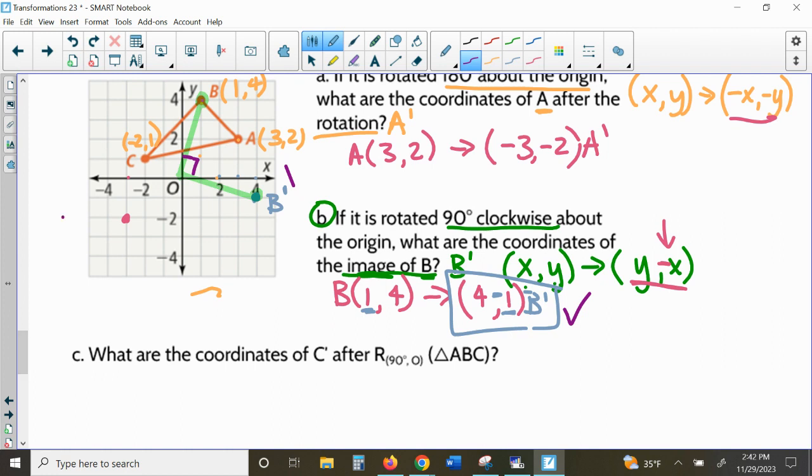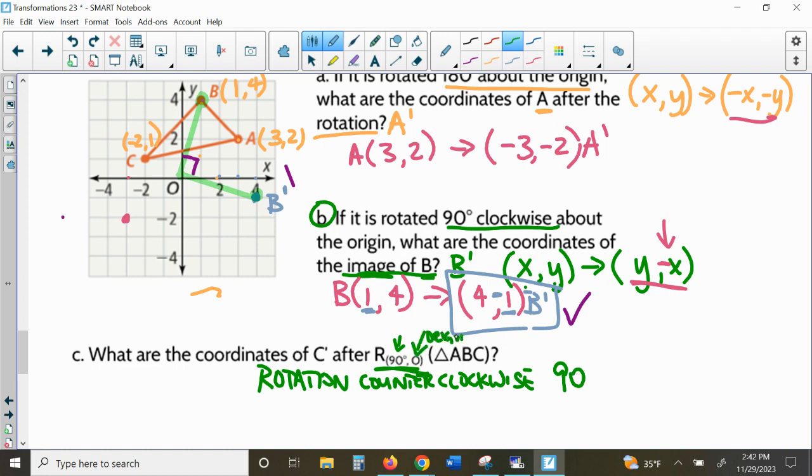Okay, the last one says, what are the coordinates of C prime after this? So this is a rotation. Remember, this is default to be counterclockwise because it doesn't say. So this is counterclockwise 90 degrees. And this stands for origin. So we are spinning around the origin.